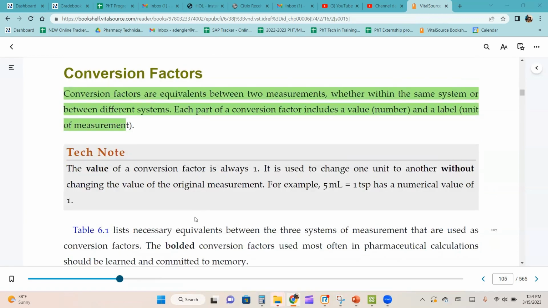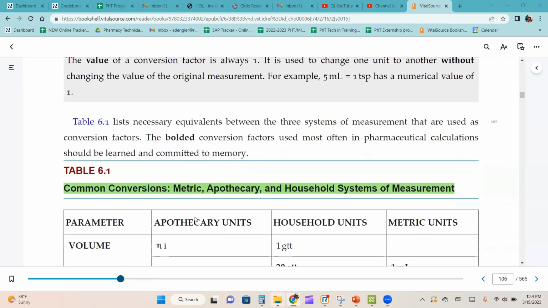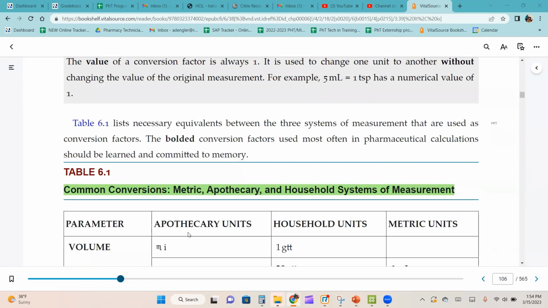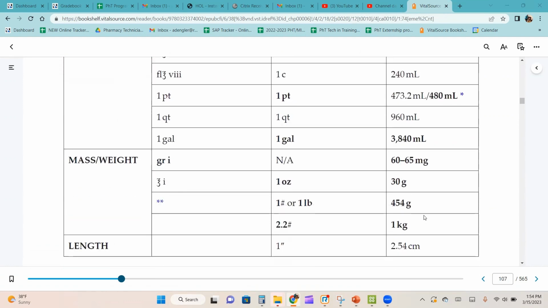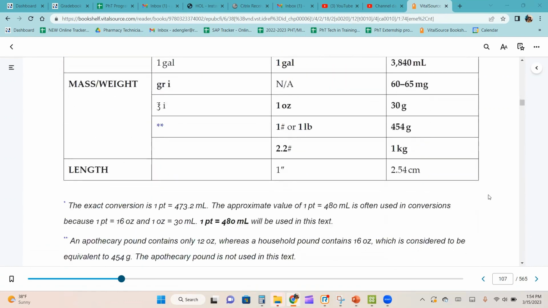Conversion factors are equivalents between two measurements, whether within the same system or between different systems. Each part of a conversion factor includes a value and a label of measurement. The value of a conversion factor is always 1. It is used to change one unit to another without changing the value of the original measurement. Table 6.1 lists common conversions in the metric, apothecary, and household systems of measurement. So this is also a nice little chart that shows you the different equivalencies. So we have volume, mass and weight, and then length.